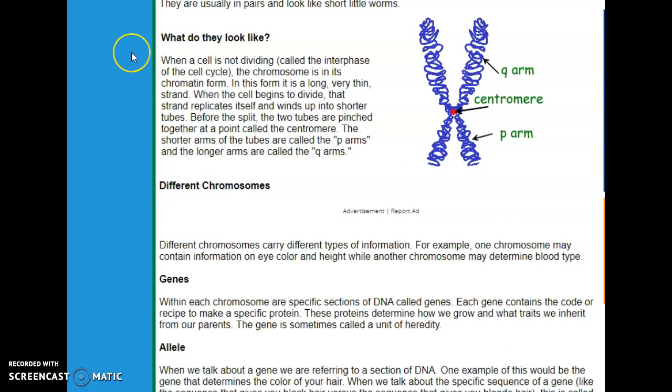What do they look like? When a cell is not dividing, called the interphase of the cell cycle, the chromosome is in its chromatin form. In this form, it is a long, very thin strand. When the cell begins to divide, that strand replicates itself and winds up into shorter tubes. Before the split, the two tubes are pinched together at a point called the centromere. The shorter arms of the tubes are called the P arms, and the longer arms are called the Q arms.